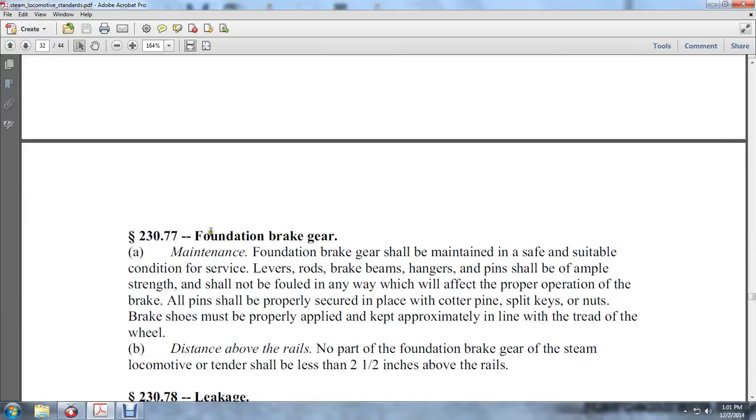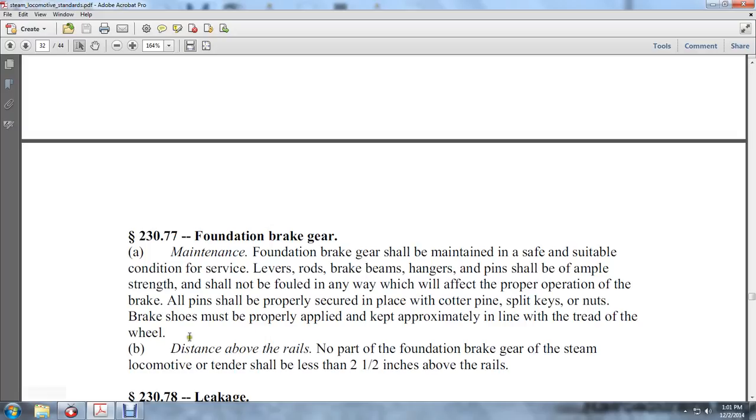237.77 Foundation of the brake gear. Maintenance: the foundation of the brake gear shall be maintained in safe, suitable condition. Level rods, brake beams, hangers, and pins shall be of ample strength and never be fouled. Anything which affects the proper operation of the brake shall be properly secured in place, with cotter pins in place. Split keys, nuts and brake shoes shall be properly applied to the key.